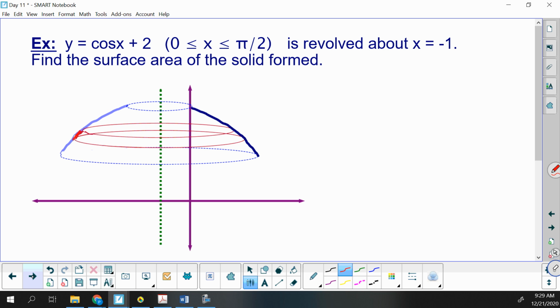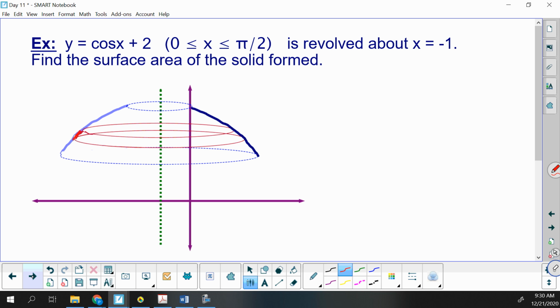All right, the purple there is the x and y axis. And we're going to look at cos x plus 2. So that's the cos graph shifted up 2. And that's that blue function on the right. We're going to spin it around x equals -1, which is the green dotted line. And then we want to find the surface area. We've got one of those strips that we're finding the surface area of and then adding up there in red.